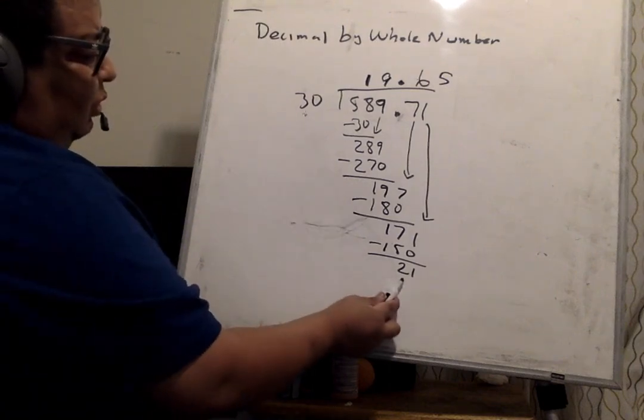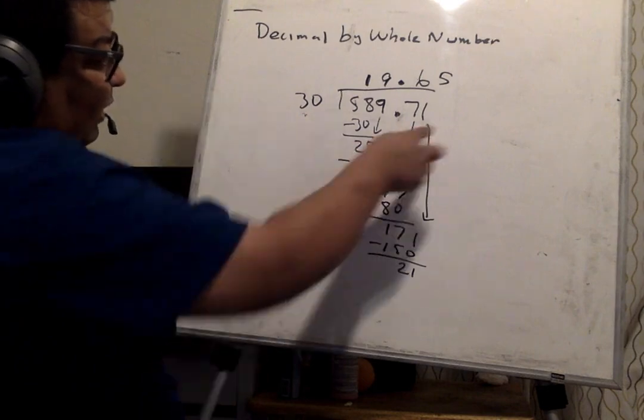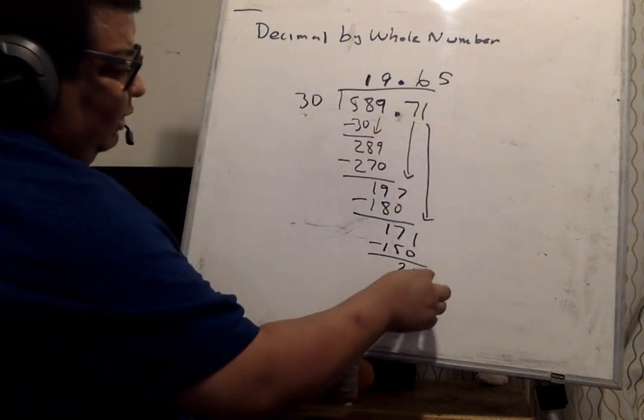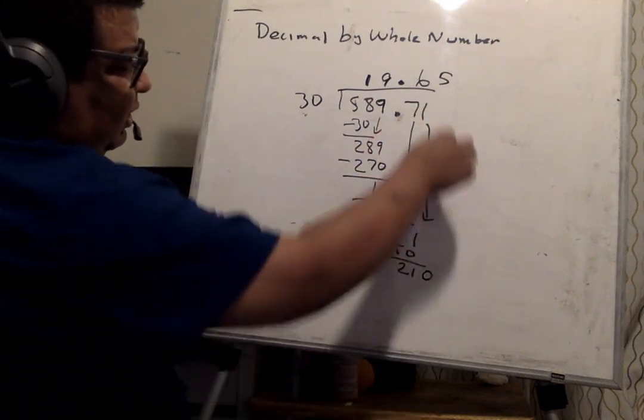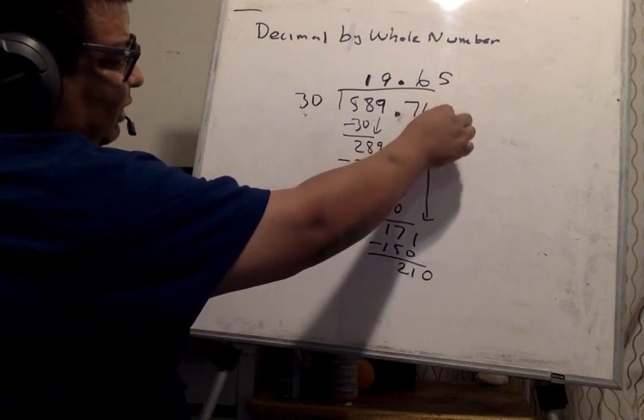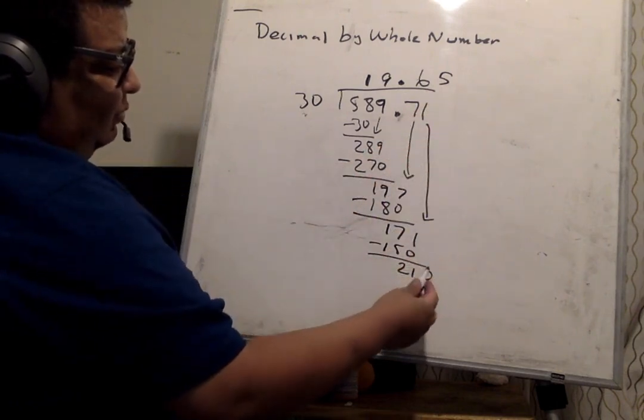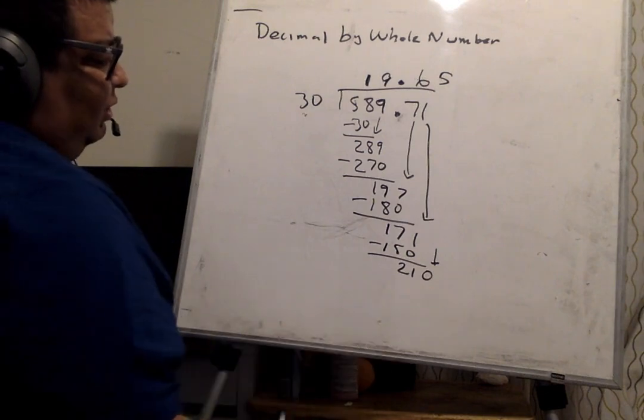Does 30 go into 21? No. We don't have any more digits, so what do we do? We bring down a 0. We imagine there is a 0 here, so we just bring down the 0, and let's compute.